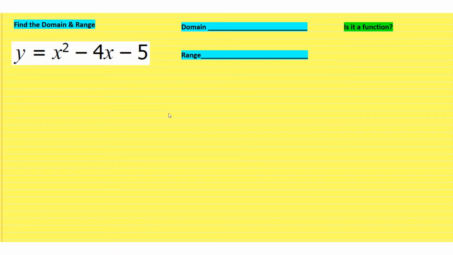Hello, this is Charlene. We are going to find the domain and range of this equation. Our equation says that we have y equals x squared minus 4x minus 5.